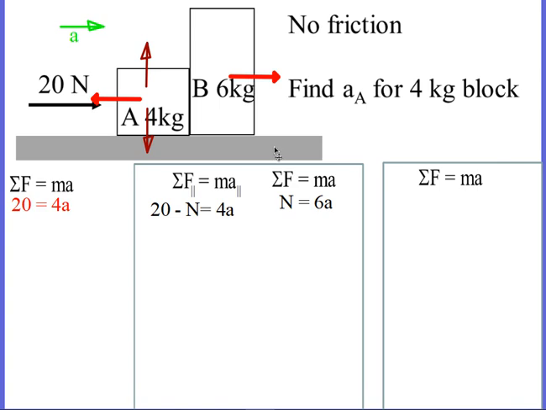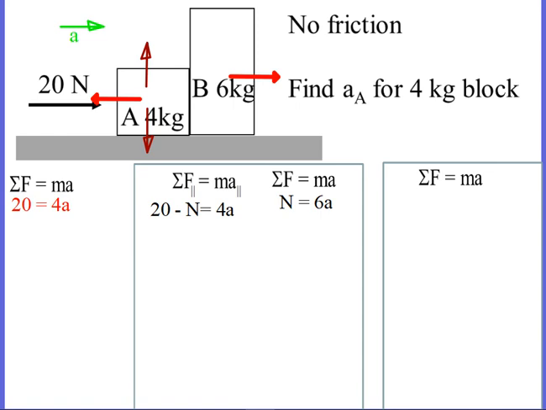And then I need to also recognize that the parallel acceleration of object B is going to be the same as the parallel acceleration of object A, so I can use those two as simultaneous equations. And then I have two simultaneous equations with two variables, and I can solve for a, which was the purpose of this problem.